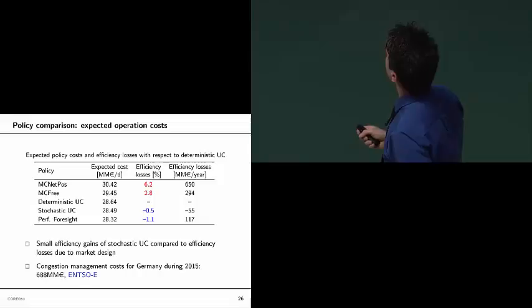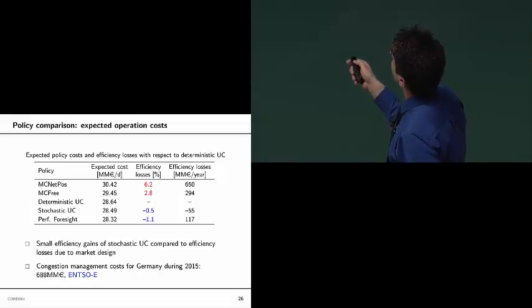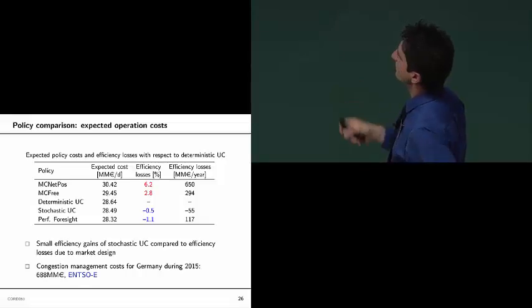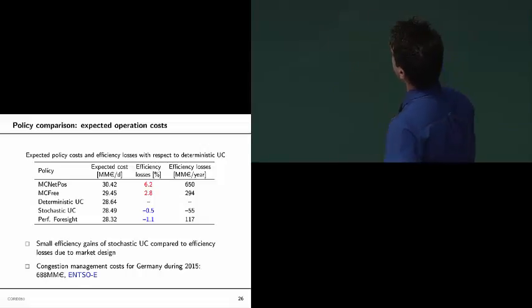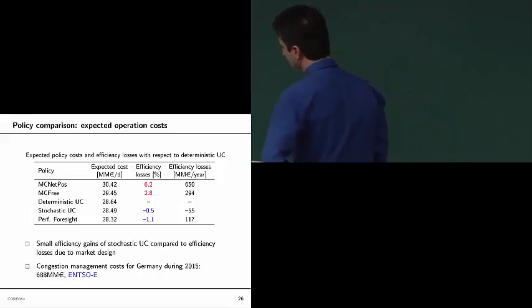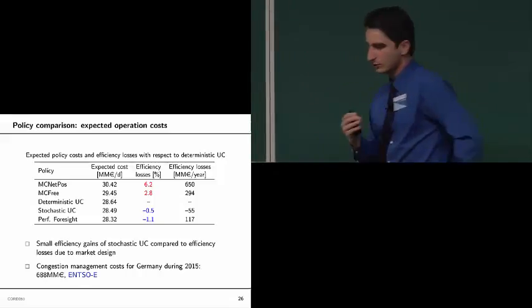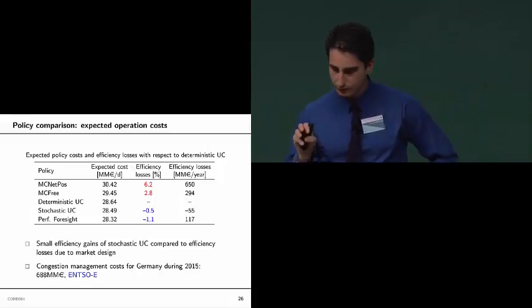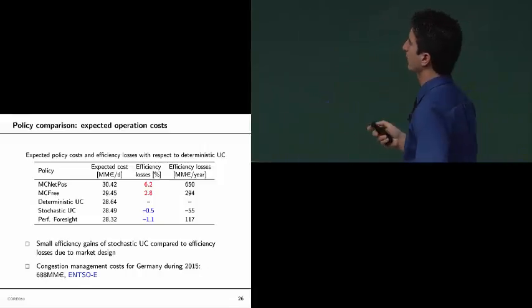So these are the numbers. These are the 5 policies that I discussed earlier. These are their expected costs, and we will measure everything with respect to the benchmark, which is the US type deterministic model. So that's our threshold here. And what we see is that moving to the European market coupling free design, we have a deterioration of 2.8%. The reason that's happening is because of a crude representation of the transmission network through a zonal network.